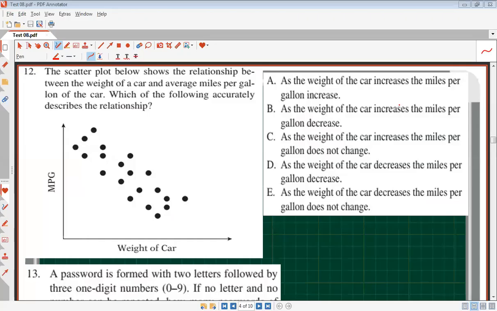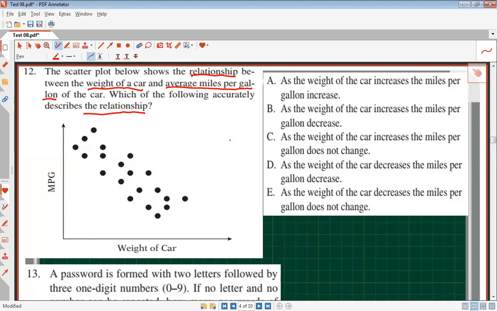Question number 12. The plot shows the relationship between the weight of a car and average miles per gallon. Which of the following says about the relationship?